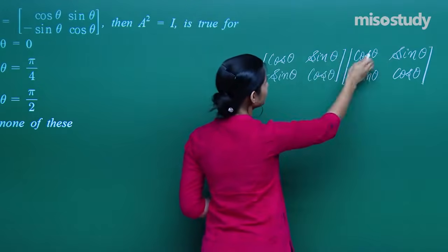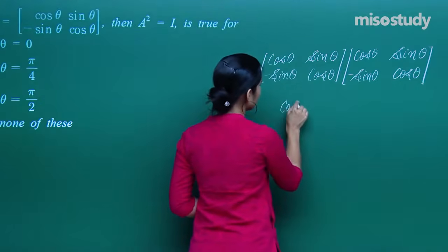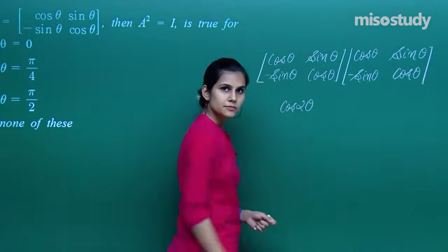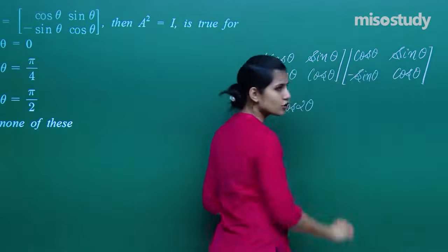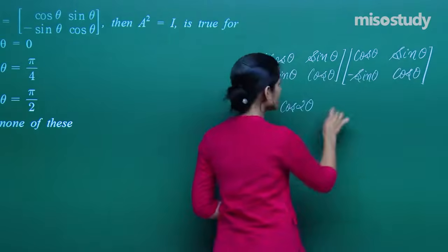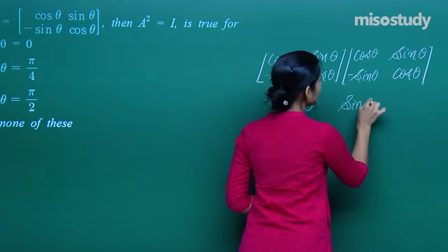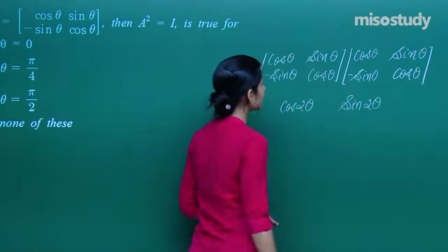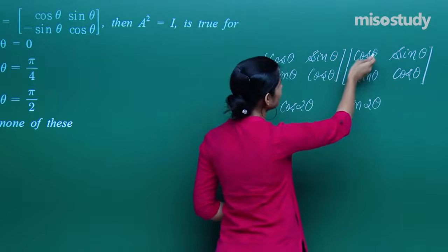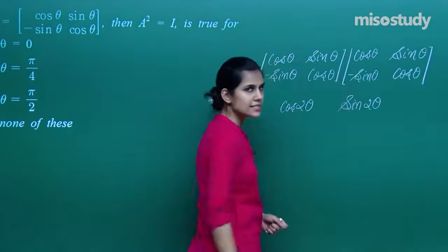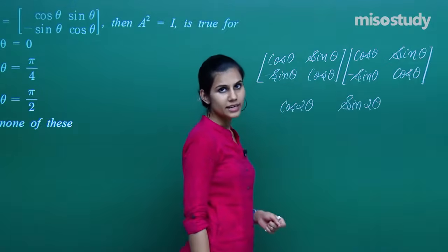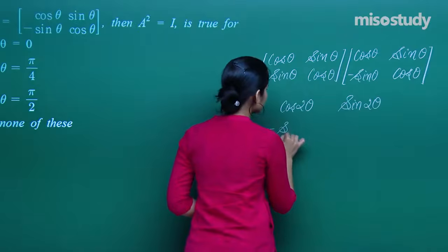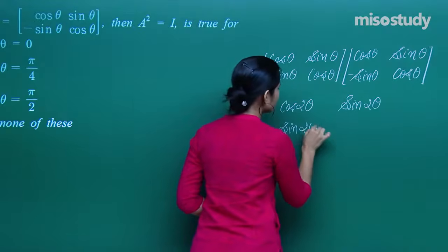See, cos square theta minus sin square theta is cos 2 theta. Then you have cos theta sin theta plus sin theta cos theta. Sin A cos B plus cos A sin B, sin of A plus B, sin of theta plus theta, sin of 2 theta. Again, minus sin theta cos theta minus cos theta sin theta, which is minus of sin A cos B plus cos A sin B, where A and B are theta. This is minus sin of theta plus theta, that is 2 theta.